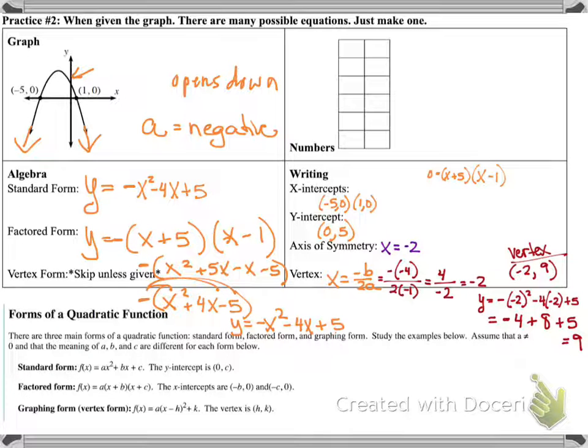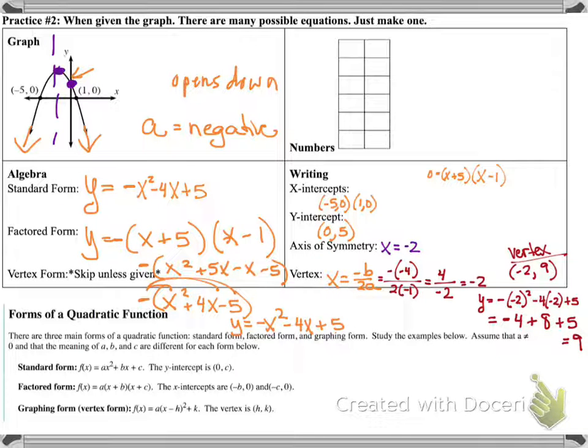And if I'm checking these all back every time I do this, does it make sense that this would be an x equals -2 line? Yes. Does it make sense that that point would be (-2, 9)? Yes. Does it make sense that this is (0, 5)? Yes. So we got all our stuff there.